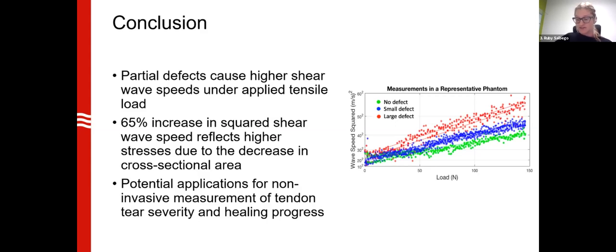For example, we could assess an athlete's shear wave speed in an injured tendon to tell us if they are ready to return to normal activity. In the future, we're hoping to extend this study by looking at defects of different sizes and in varied locations, and more specifically at different ex vivo tendon injuries.